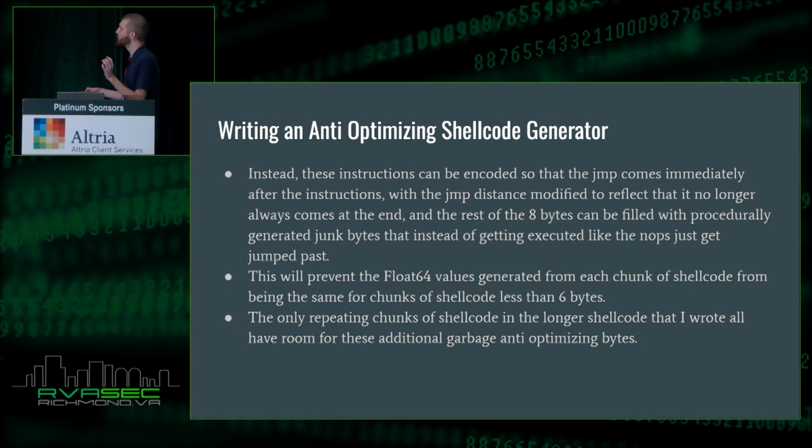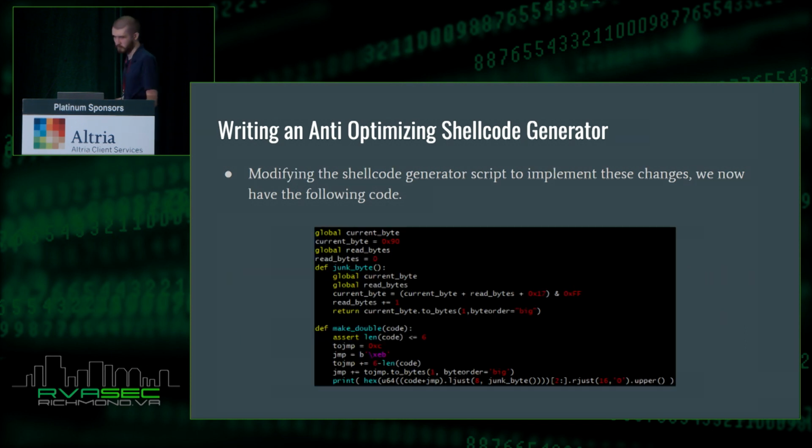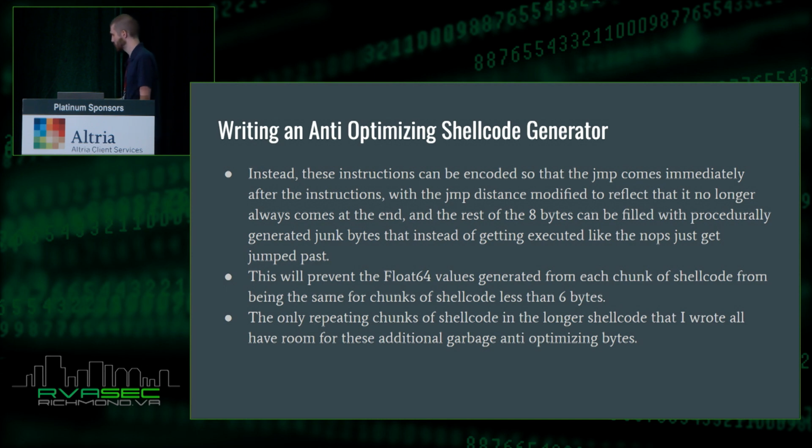And we can fill in junk bytes and move the jumps to right after the instructions. So instead of filling nops in between our shellcode and the jump, we put the jump right after, and then we add junk bytes that just get jumped past by the jump. So we do have to calculate different jump values instead of using a consistent value the whole time. But this will mean that the longer shellcode will have those junk bytes, and it won't be able to be optimized by turbofan because each line of shellcode that gets generated by the Python function will be unique.